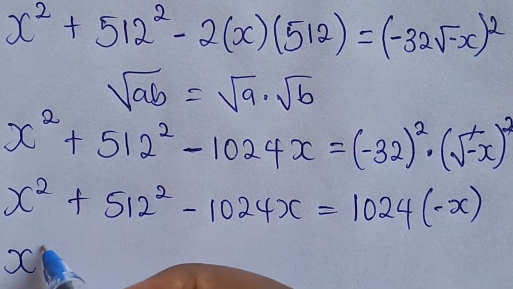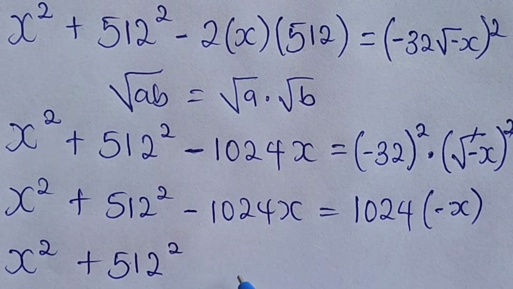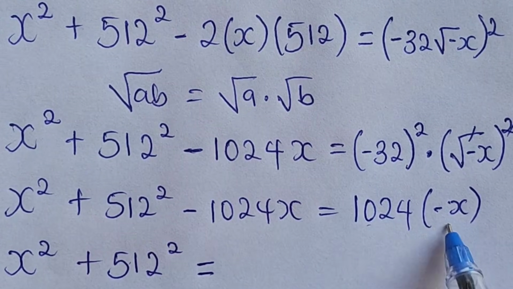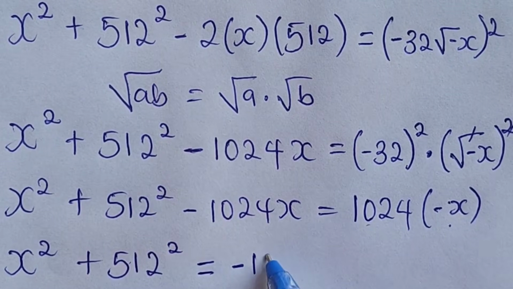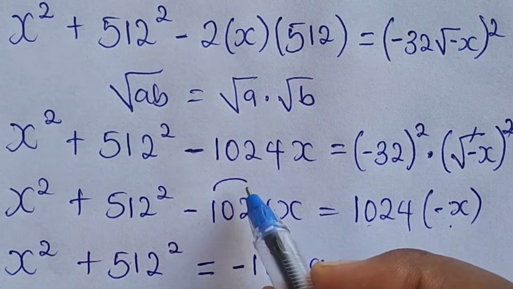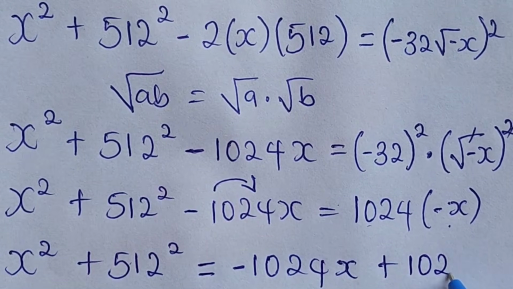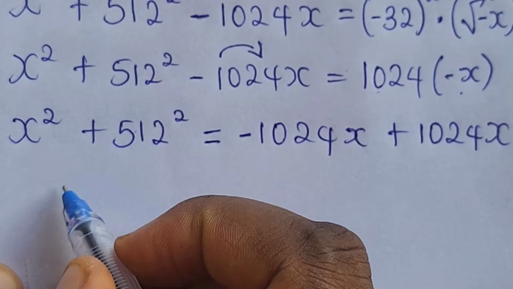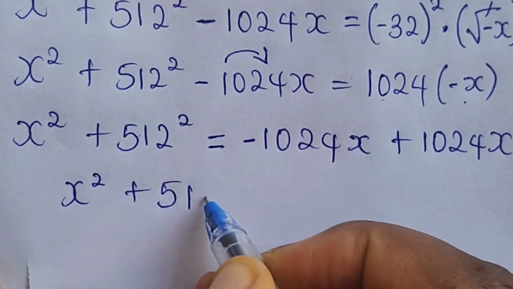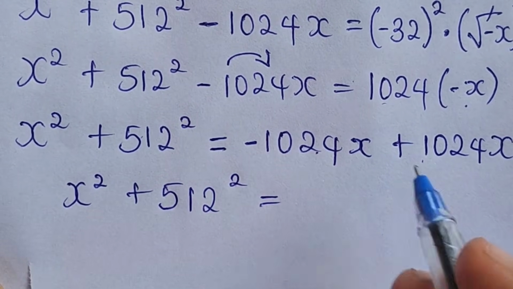So we have x squared plus 512 to the power of 2 is equal to, this times this, we have minus 1024x, and this crossing over the equality sign, we have plus 1024x. So our x squared plus 512 to the power of 2 is equal to this plus this, we have 0.